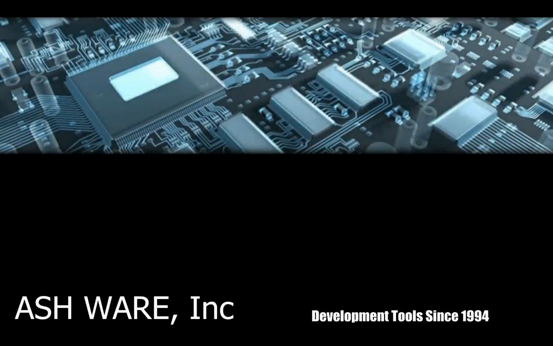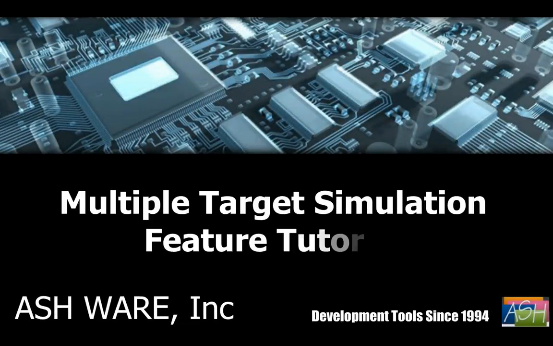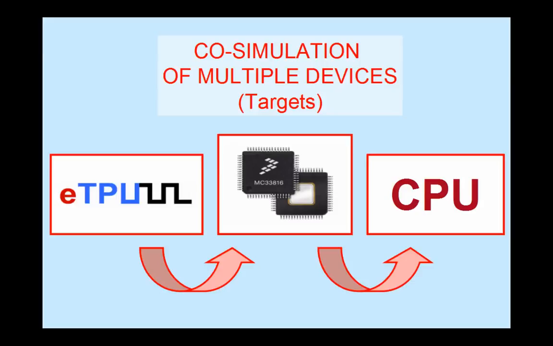This video is a tutorial on multiple target debugging using ASH WARE's DevTool-based products such as our eTPU Simulator IDE and our MC33816 Simulator IDE. Multiple target debugging refers to when multiple targets are being co-simulated, such as multiple eTPU engines and/or multiple MC33816 cores.